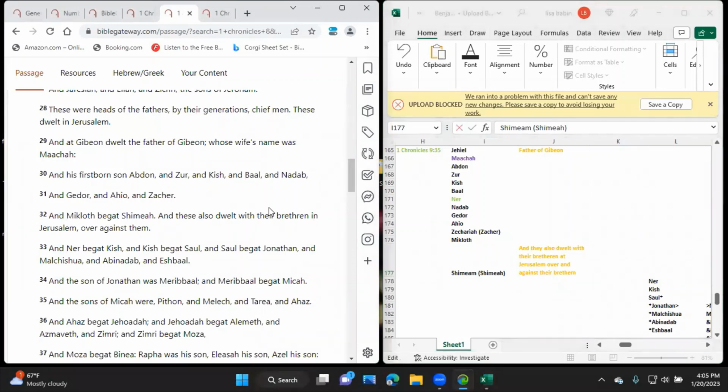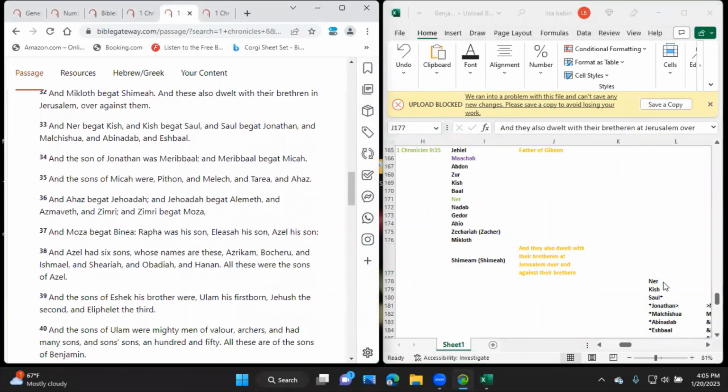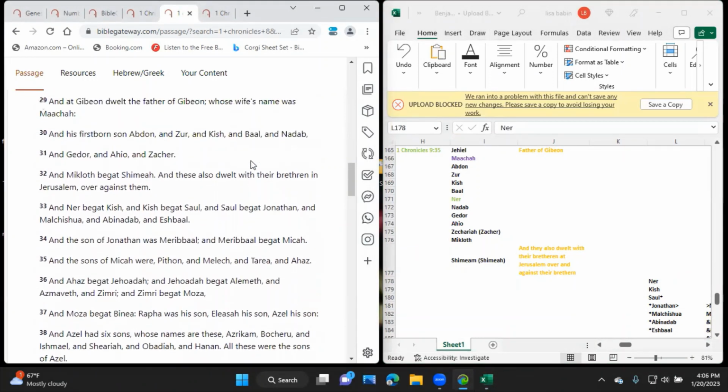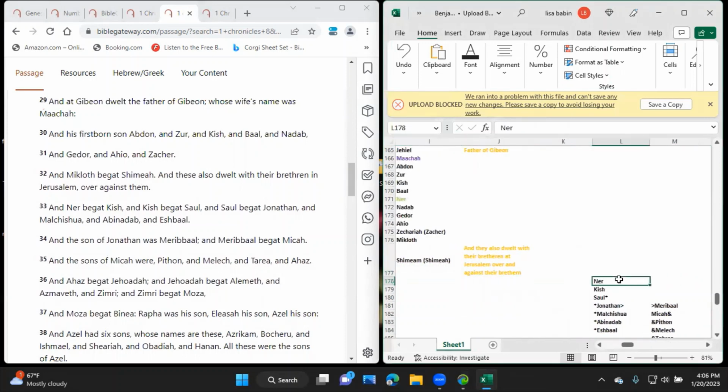And these also dwelt with their brethren in Jerusalem over against them. Same note from chapter 9. Verse 33, Ner, who is, again, ironically not mentioned in this chapter, so it's kind of weird that you would be like, and Ner, who we didn't talk about earlier. It's like half of the information is missing because you don't even know who the father of Gibeon is until you read the next chapter, and you really don't know who Ner is until you read the next chapter, but it makes sense put together. I don't know why it's like that, but there you go. It's just more scripture for us to cover.